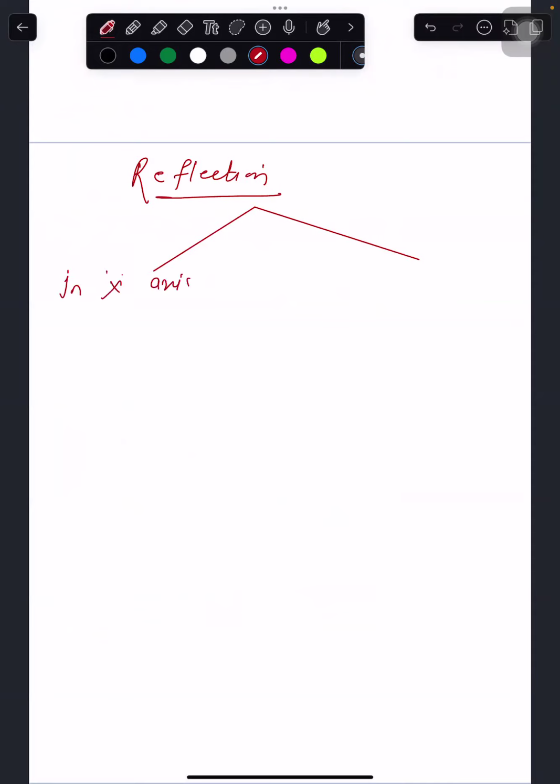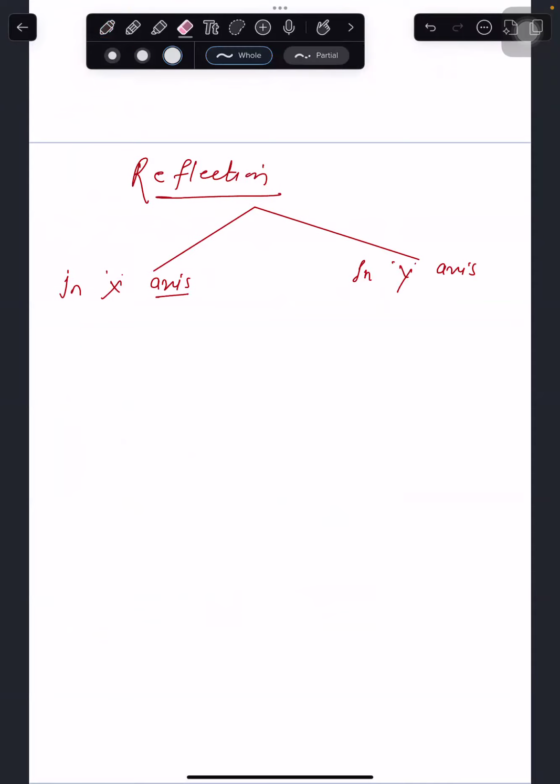Moving to the last type of transformation, that is called reflection. Reflection is basically the mirror image. So you can reflect in x-axis or you can reflect in what? Y-axis. So when you reflect in x-axis, see what happens.